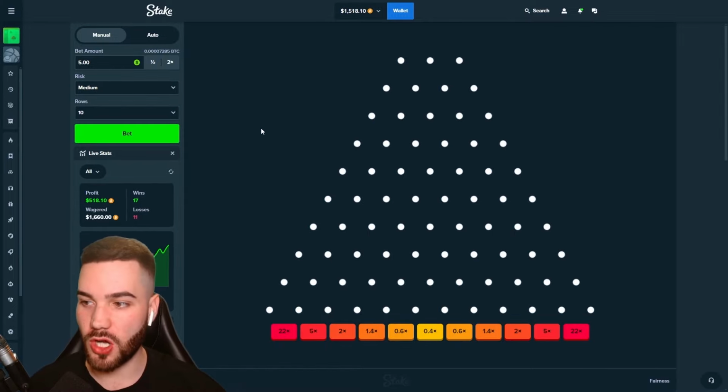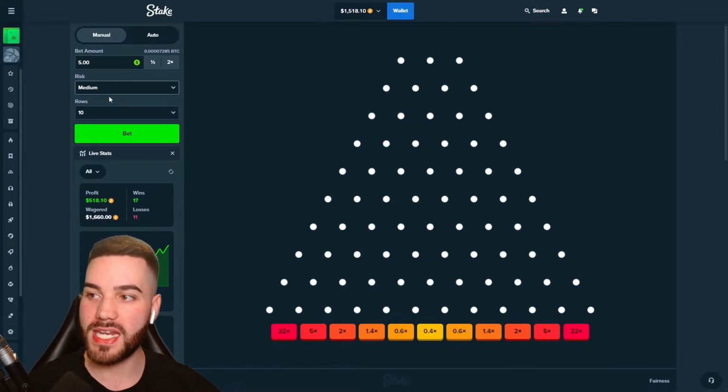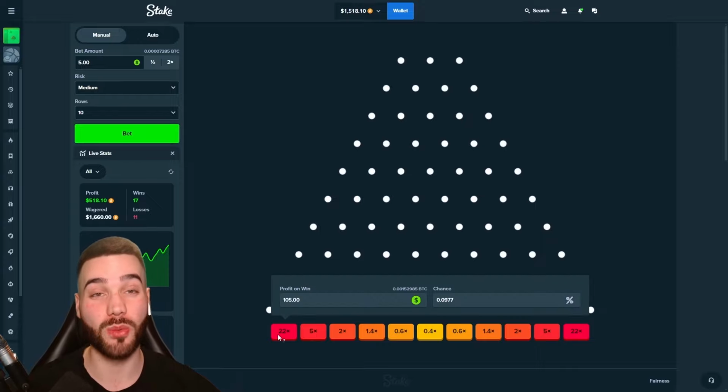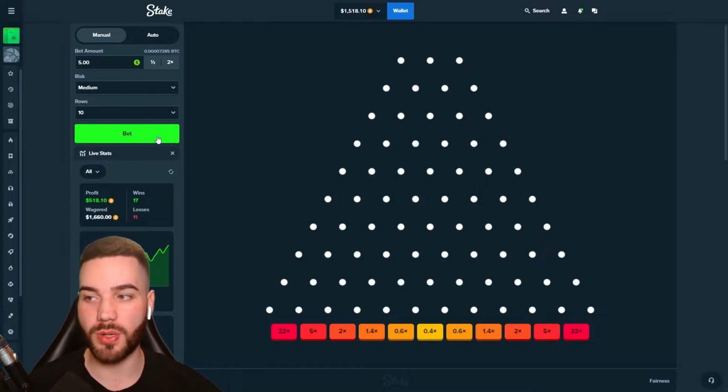Alrighty, here we are on Plinko. So far, $518 profit on Mines. We're going to do $5 balls, medium, 10 rows. Now, 22x, 0.09% win chance. Very unlikely. $100 profit on the win. Let's drop maybe 20, 30 balls. See what the profit looking like after that.